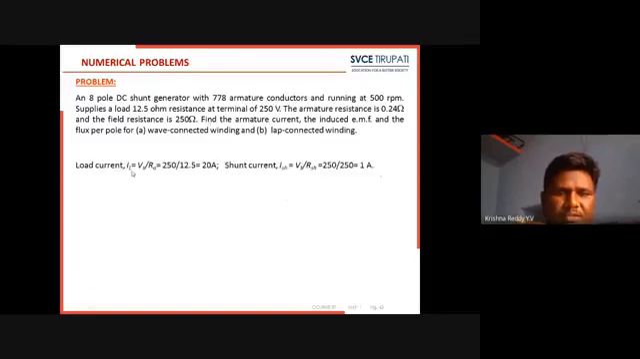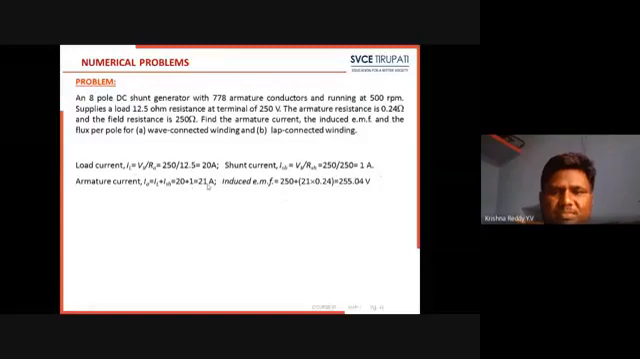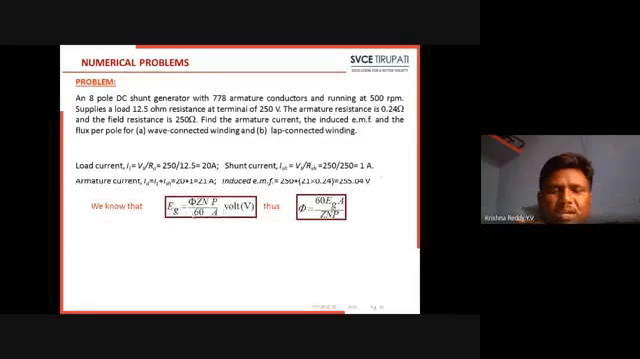Here the load current, V divided by RL, we are getting 20 amperes. Now shunt current Ish is equal to V by Rsh. It is 1 ampere. Armature current is the summation of load current and shunt field current. It is 21 amperes. Now induced EMF is equal to 250 plus the drop across armature resistance, 21 into 0.24 volts. The armature resistance is 0.24 ohms. We are getting 255.04 volts.